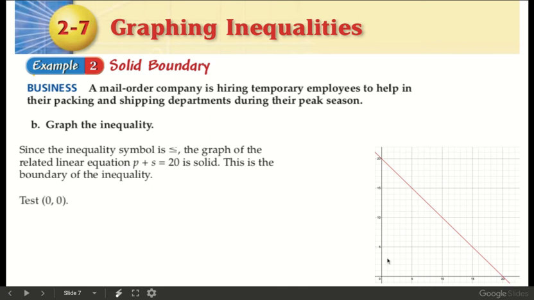So now we're going to go ahead and test. I can test the point (0, 0) because it's not on the line. If I test the point (0, 0) and it works, I would shade on this side of the line. If it was false, I would shade on this side of the line. So let's go ahead and do that.